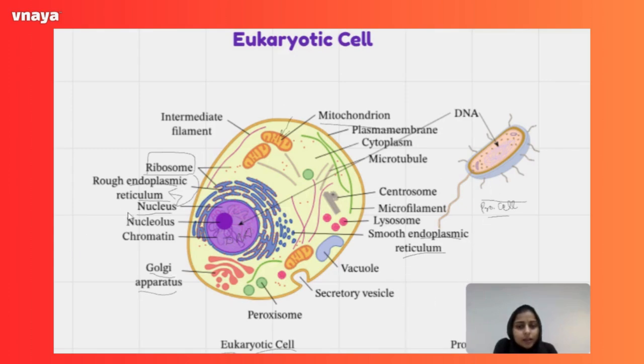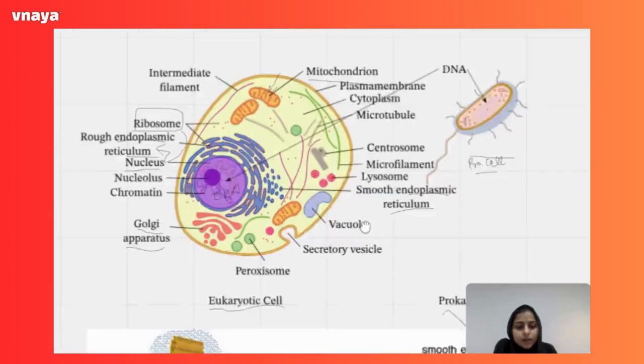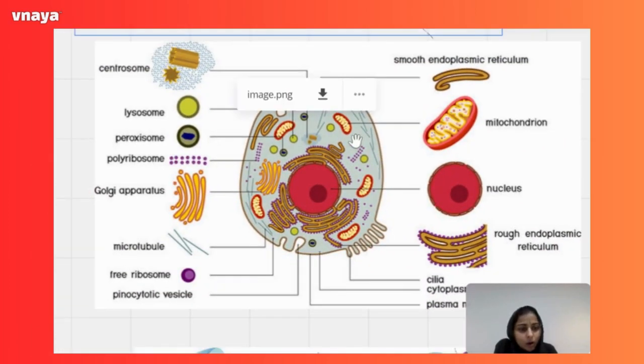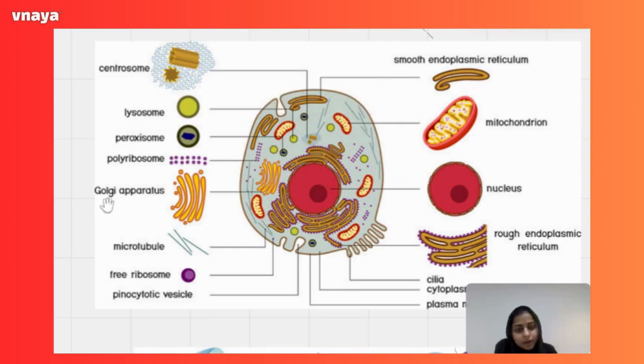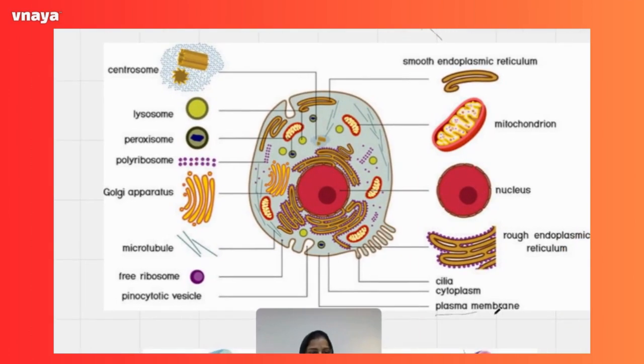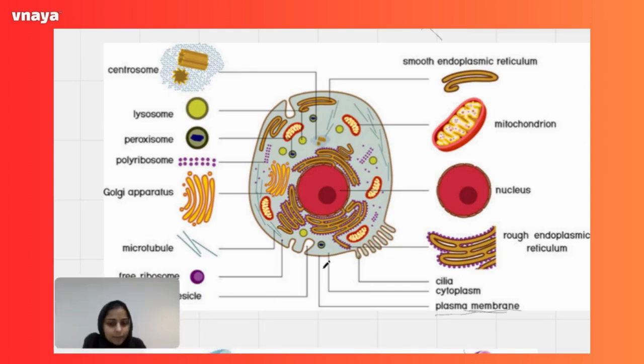So, inside the eukaryotic cell, there are so many membrane-bound organelles. These membrane-bound organelles we will be covering one by one in detail. First of all, the boundary of the cell. What do we call it? We call it a plasma membrane. So, what is the plasma membrane? It is actually the boundary of the cell.